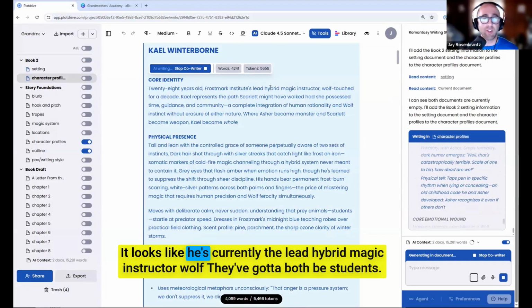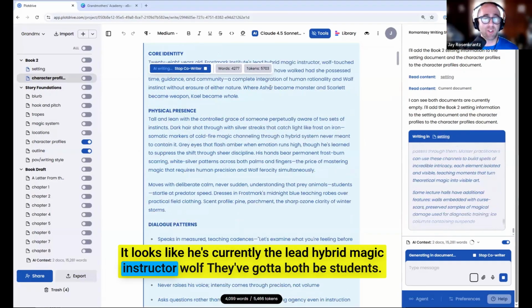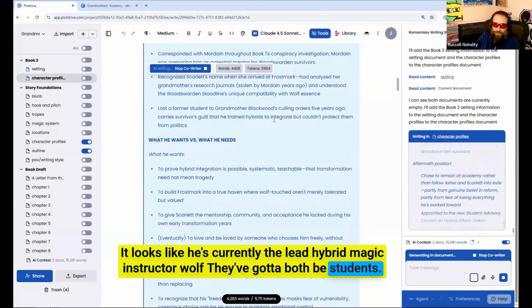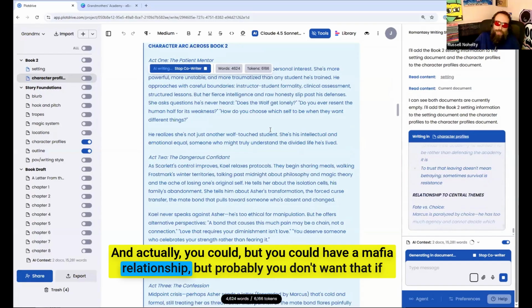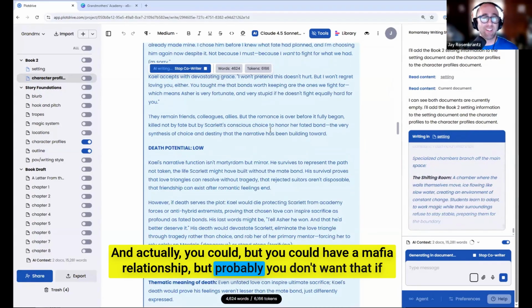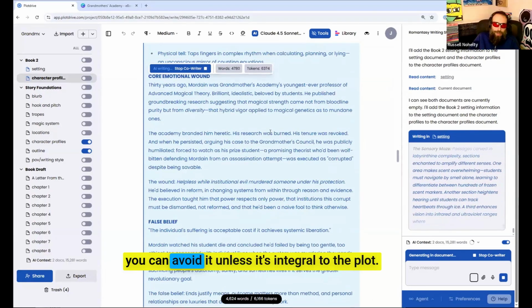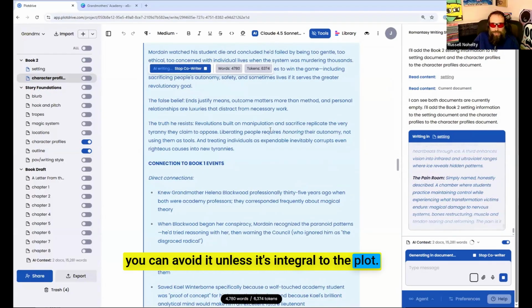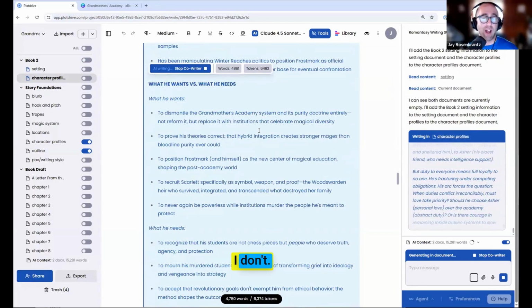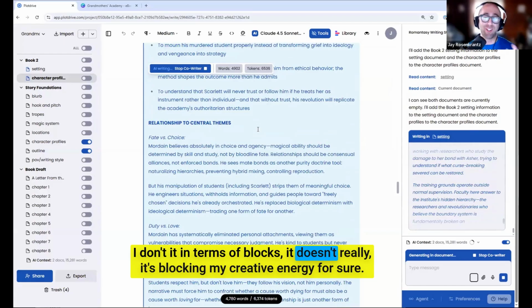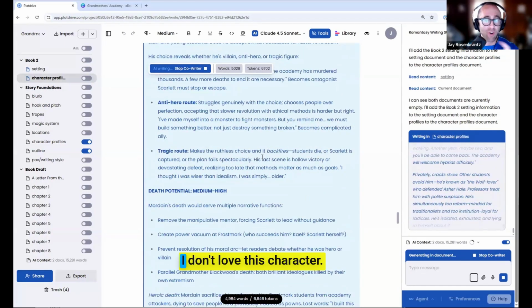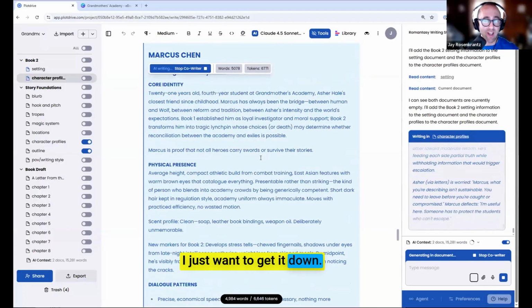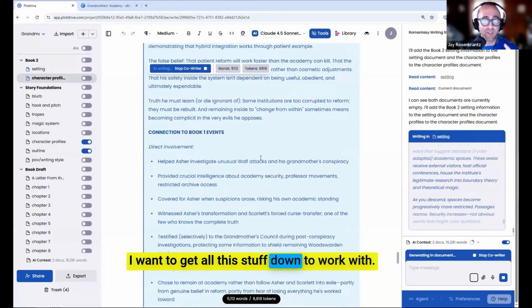It looks like he's currently the lead hybrid magic instructor. They've both got to be students. You can't have that relationship. Actually, you could, but you could have a mafia relationship. Probably you don't want that if you can avoid it, unless it's integral to the plot. Yeah, it's blocking my creative energy for sure. I don't love this character. I just want to get it down. I want to get all this stuff down to work with.